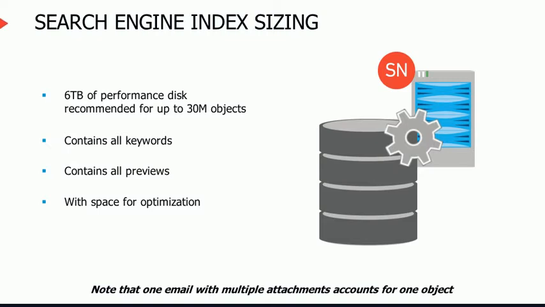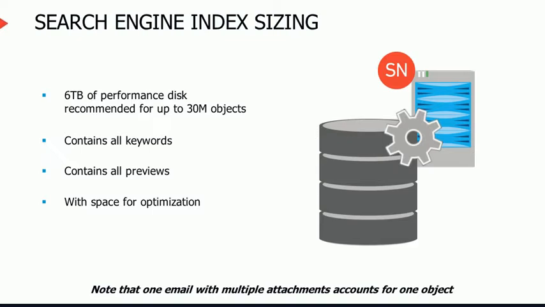With regards to the actual search engine index itself, it is recommended that 6 terabytes of high-performance disk be allocated for the index, which will handle up to the 30 million object limitation. The index function is fairly I/O intensive, and the recommendations provided in documentation.commvault.com will ensure appropriate levels of performance to scale.